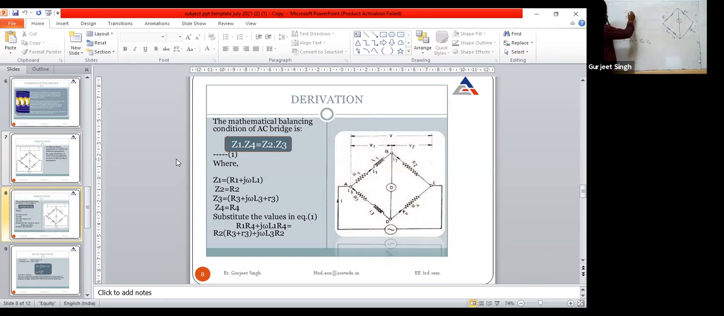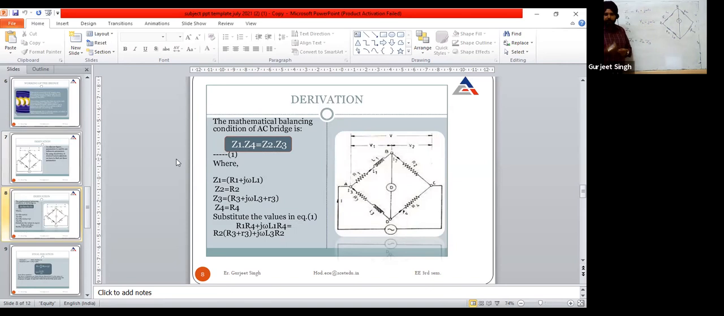Okay, so first of all, starting from the first arm, that is the AB arm, we are having an R1 resistance. This is R1 plus J omega L1. Mostly students get confused here. What is J omega L1? Basically, J is representing the iota. Whenever we are representing the inductive reactance, it is represented by J omega L1. Omega is the frequency component.